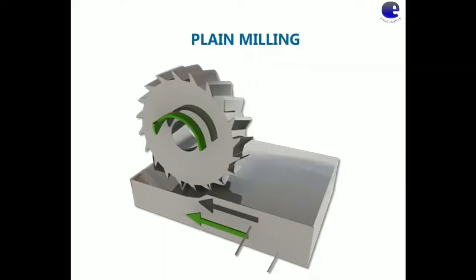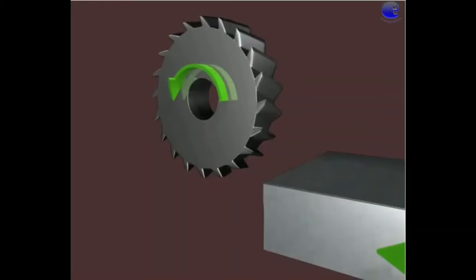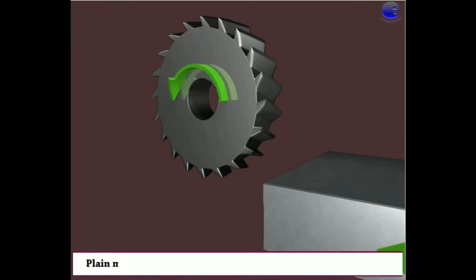First we have plane milling. In plane milling we have a plane milling cutter. It is a disc type cutter having cutting teeth on its periphery. It has straight teeth parallel to the axis of the spindle. Plane milling is used for machining flat and horizontal surfaces.